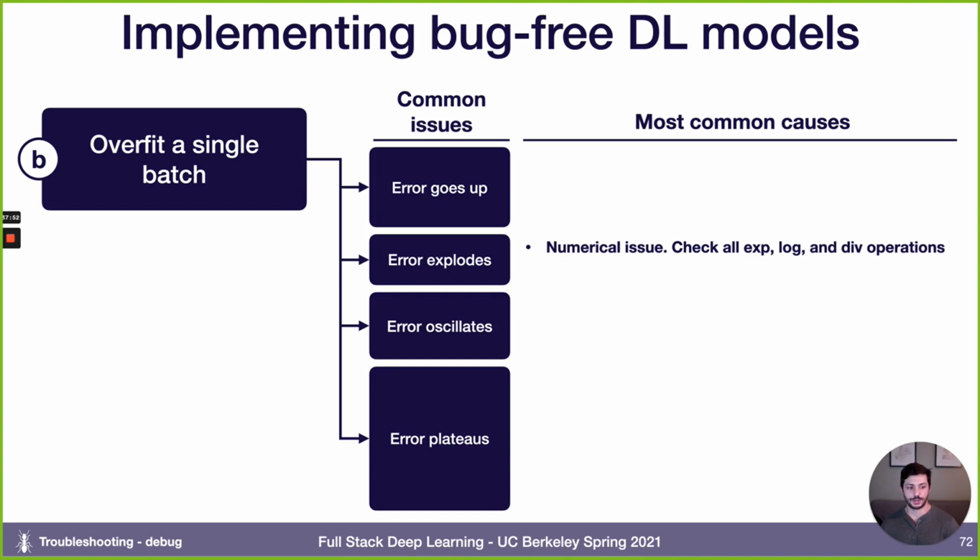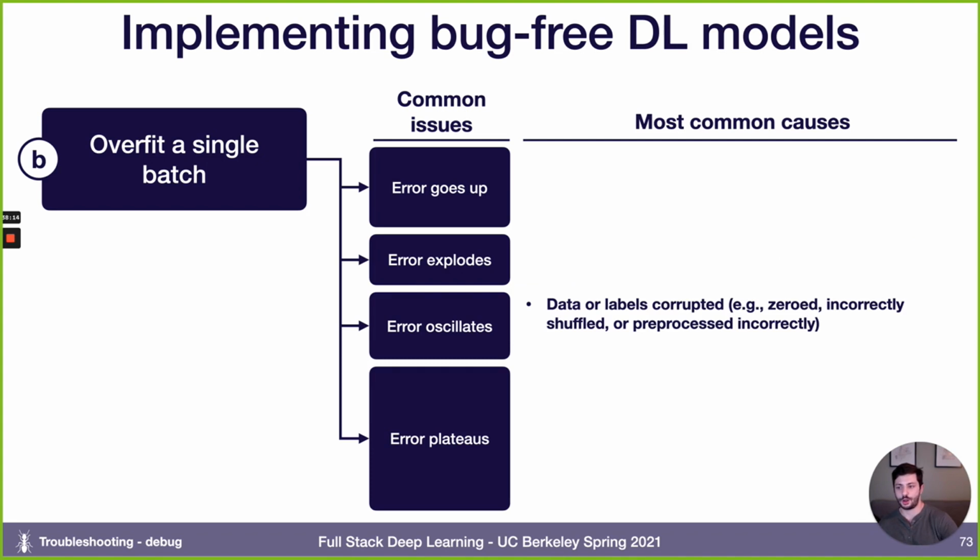The error can also explode. So it can go down for a while and then all of a sudden shoot up and get arbitrarily high. If the error goes down and then up, usually in my experience, this is a numerical issue. You can check all of your operations that could be causing a numerical issue, but it can also be caused by the learning rate.